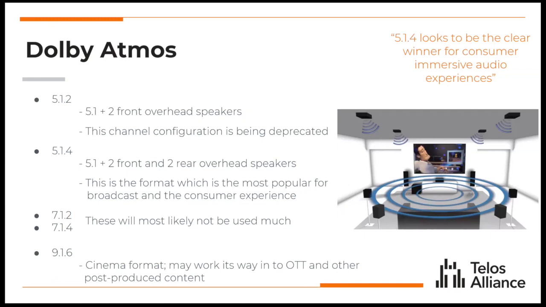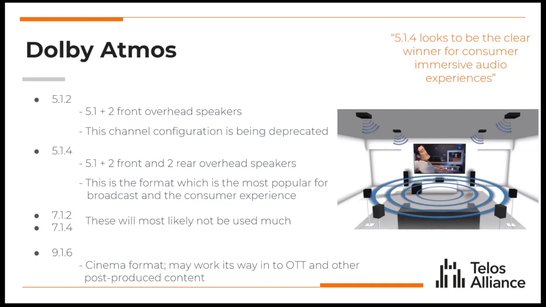7.1+2 or 7.1+4 won't be used as much, but certainly are valid. And 9.1+6. This is really a cinema format, and I think you'll see some content in this, but this is the stuff that's going to be post-produced and coming from Hollywood. So this will be your movies and titles like that, where they may not want to have to go and remix it into a 5.1+4. They can just distribute it as 9.1.6, and the consumer receivers will know what to do with that.